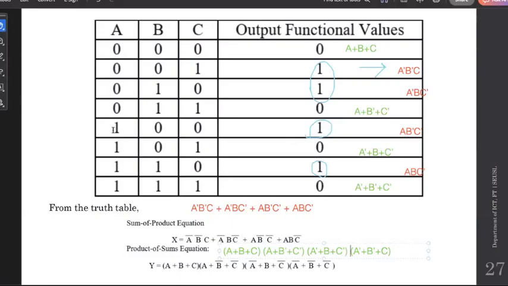If we are multiplying, and it is multiplied by 0, it will be 0. So you want to make this 1 and this also 1. That's why you put it like B bar and C bar.